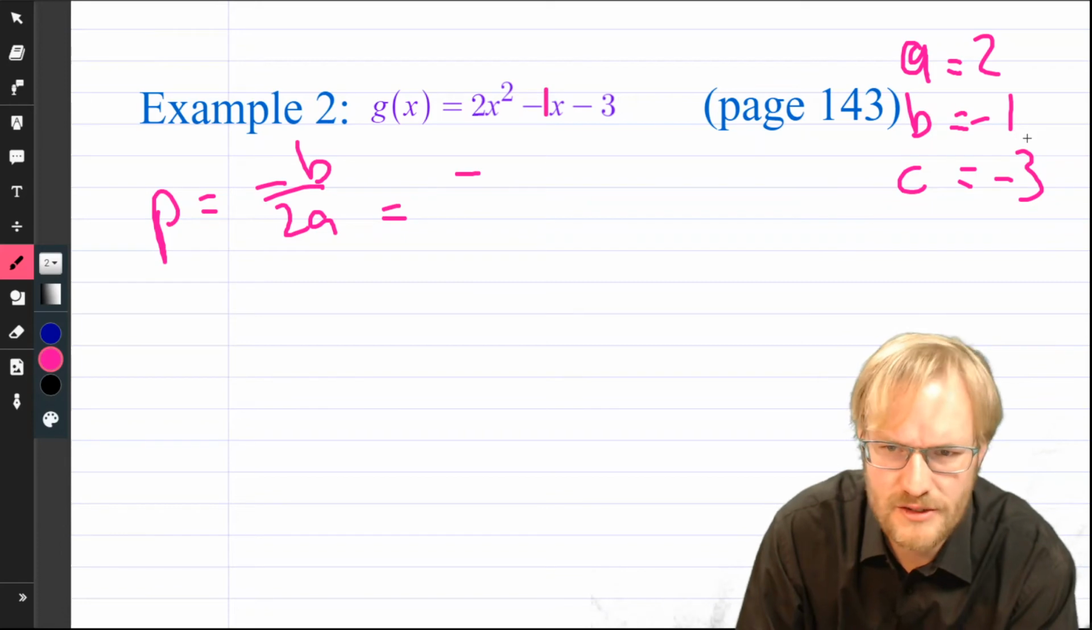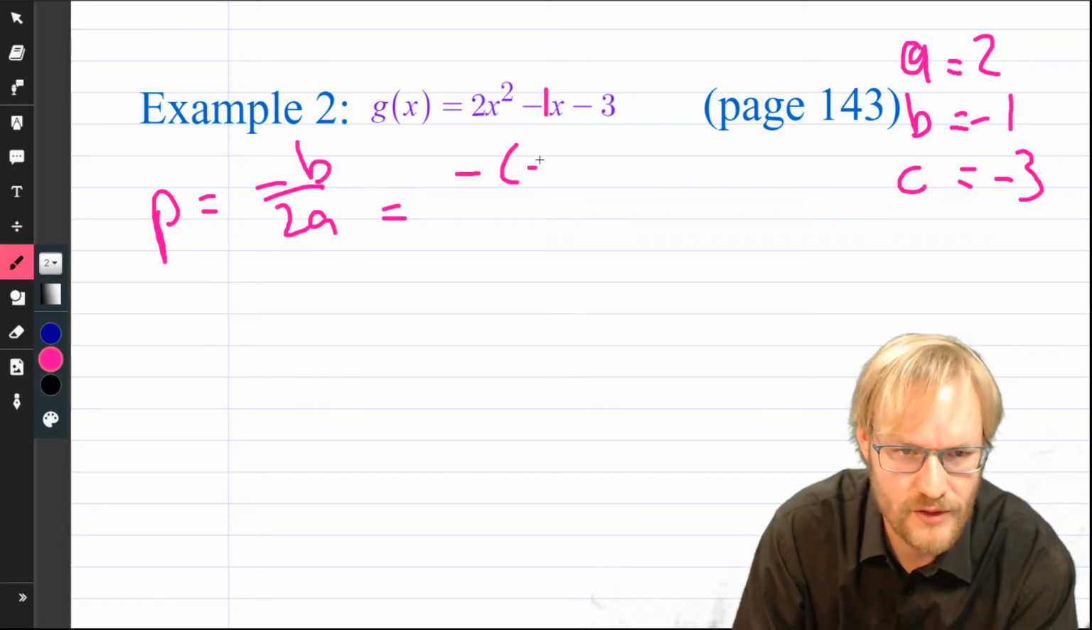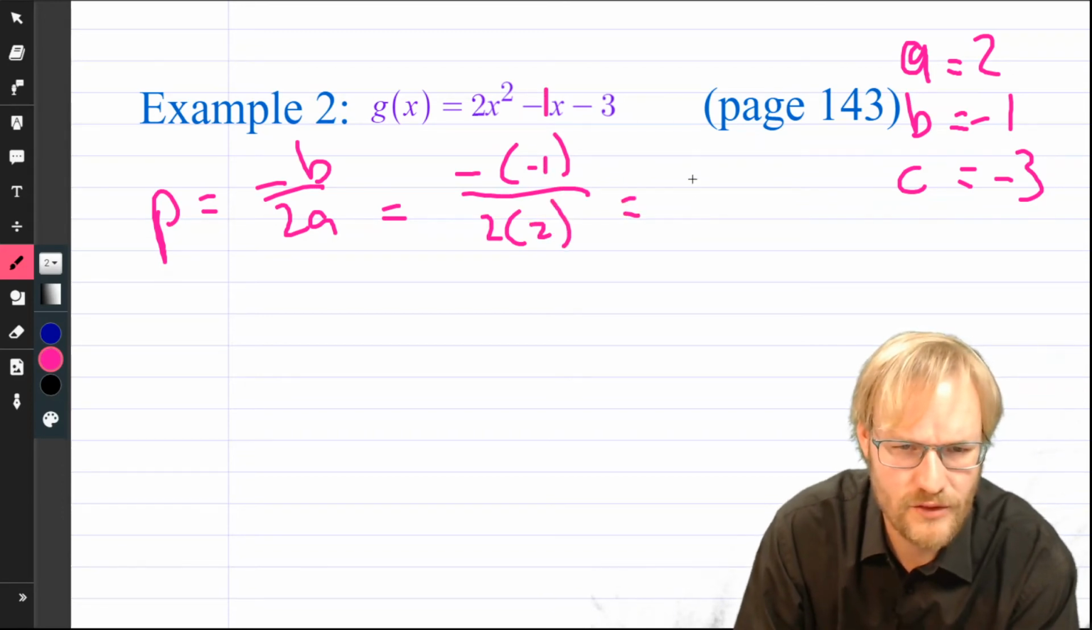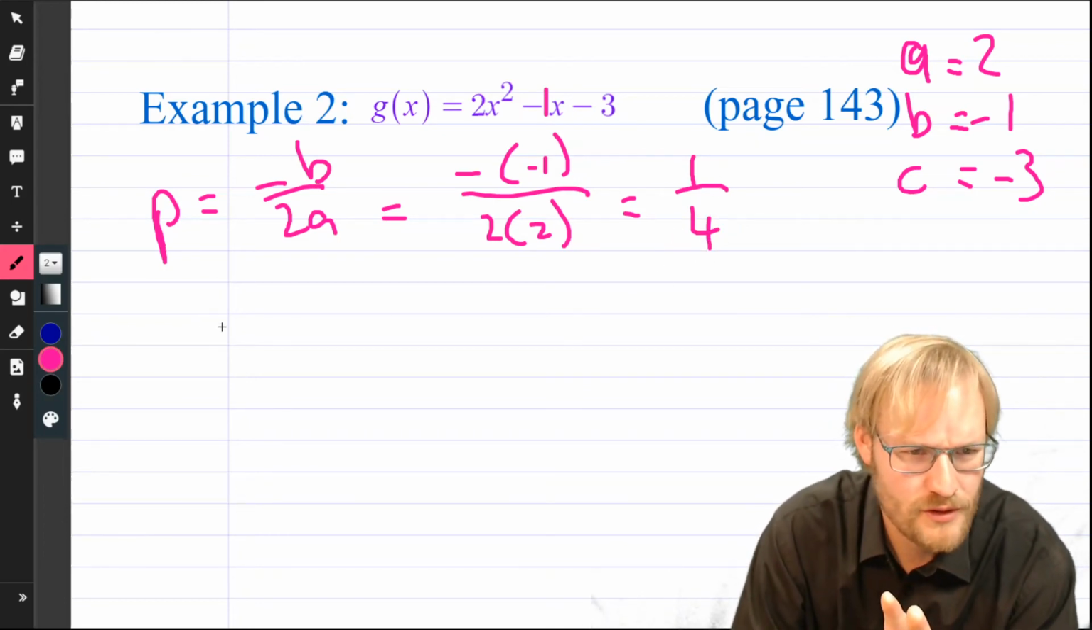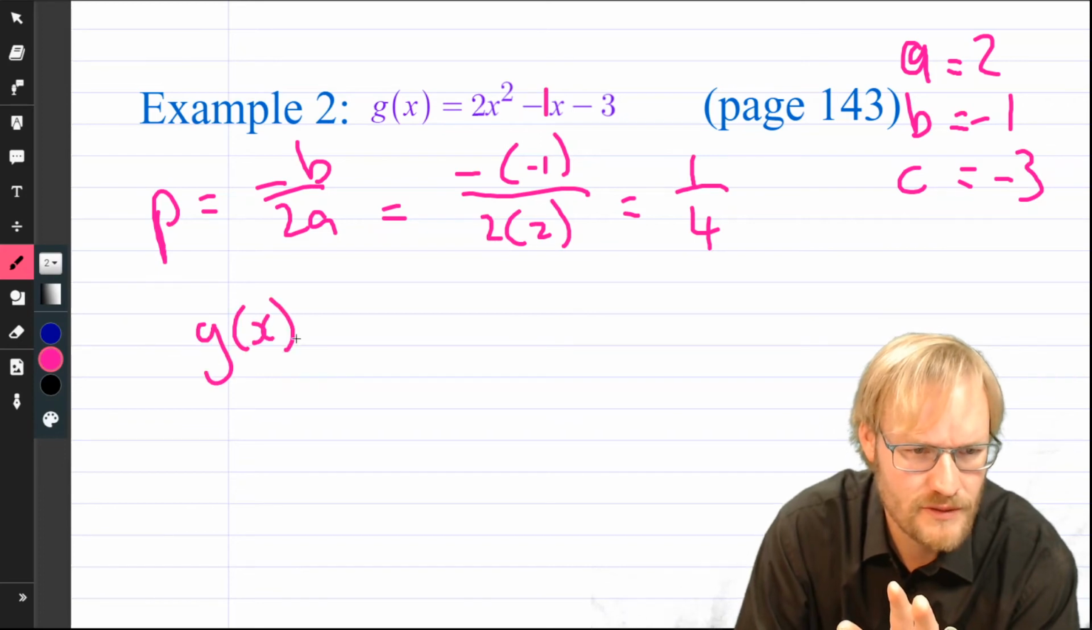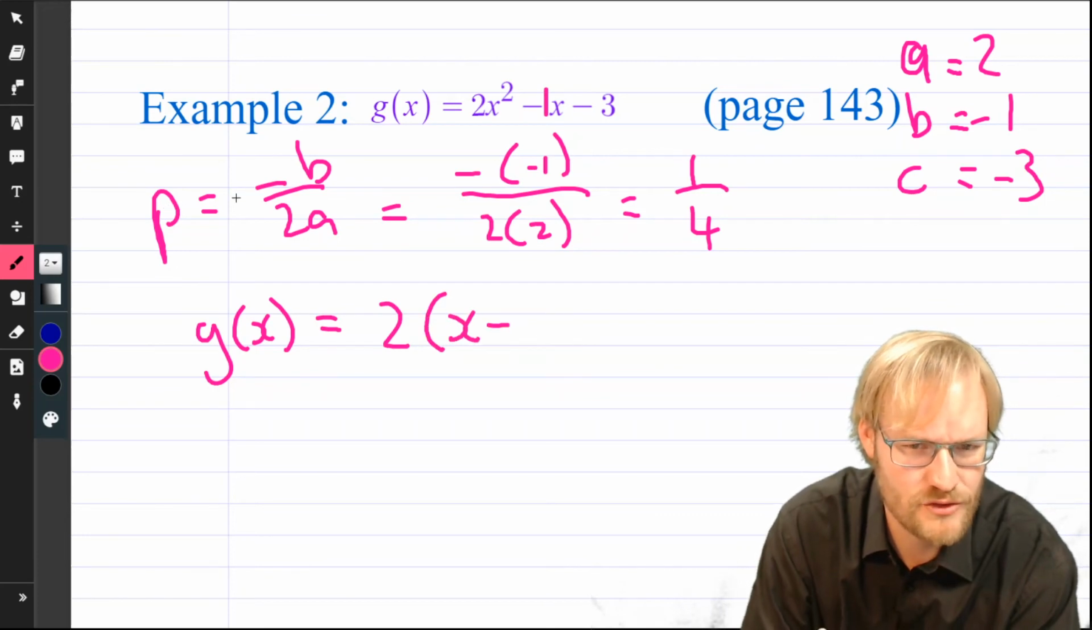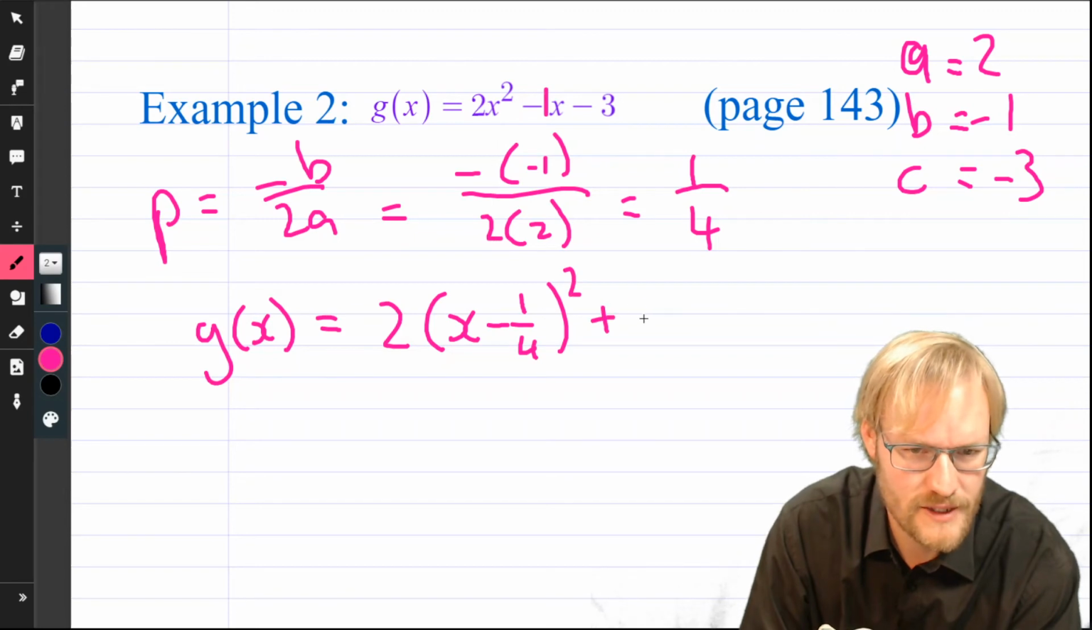So p is minus b over 2a. So it's minus the b value, negative 1, over 2 times the a value, which is 2. Negative negative 1 is 1, so it's 1 quarter. Okay, that's fine. It's a fraction. Nothing wrong with a fraction. So g of x equals a, we know what a is, a is 2, times x minus what's p? We've just worked it out, a quarter, squared plus q.